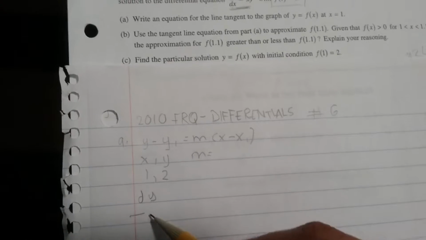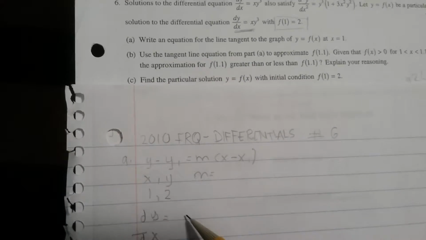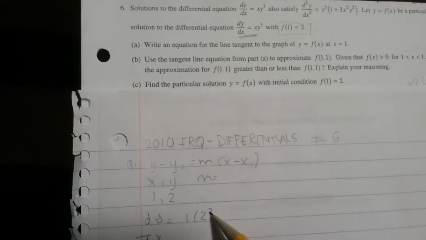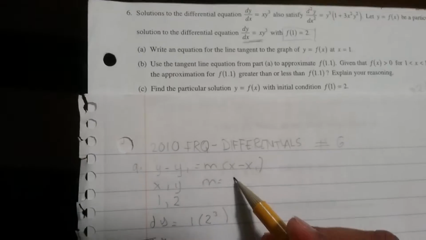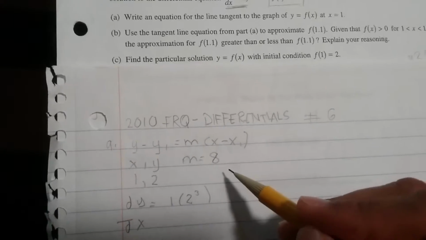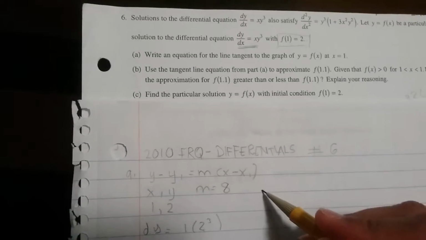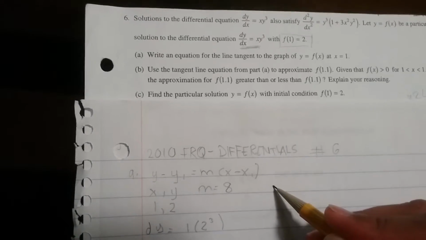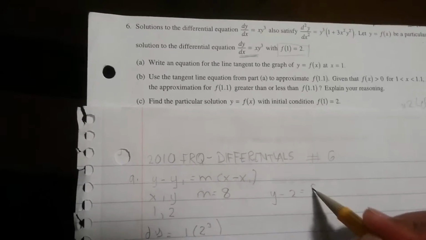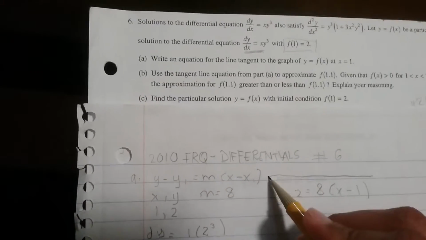dy/dx equals, so this gives us 8, so our slope is 8. So now we have our coordinates and our slope. All we need to do is plug it into the point-slope form. So y minus 2 equals 8 times (x minus 1). Box it in.